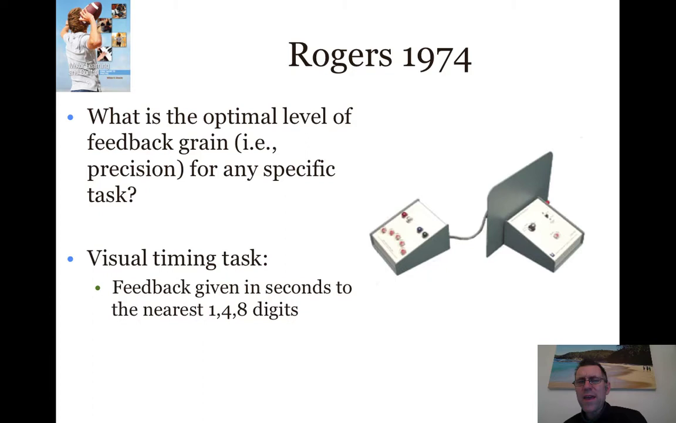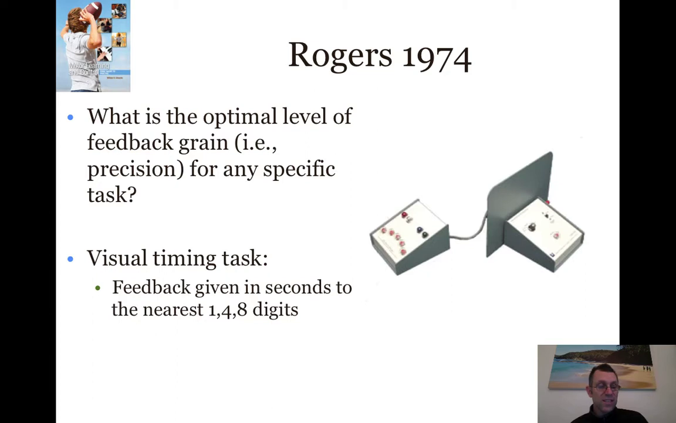This has been researched. You may have done a feedback lab for this class. I know there's one potentially in the books. At the time of this recording, I'm not 100% sure if it was added or not. But Rogers in 1974 did a research study that investigated the optimum level of feedback gain, for example, precision, for any specific task. One of the tasks that they looked at was a visual timing task, where a row of lights went on and participants had to do the timing.